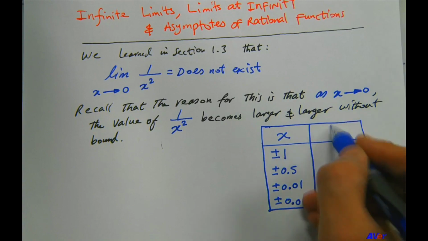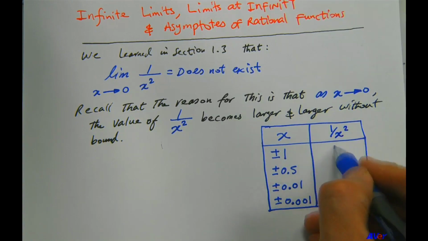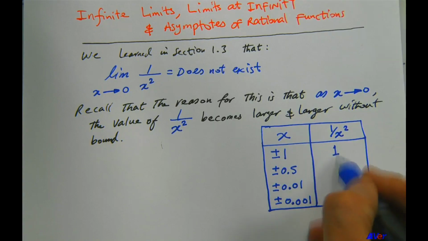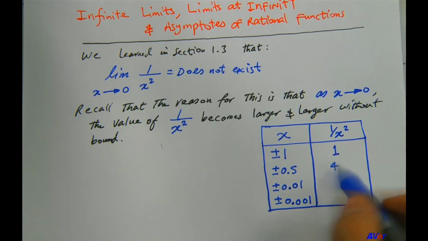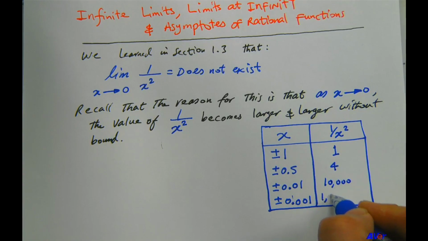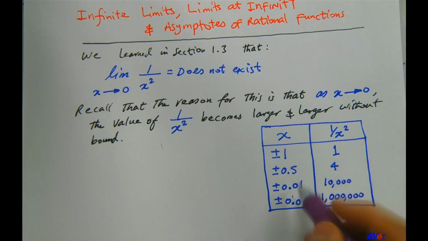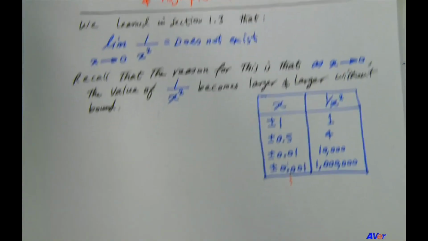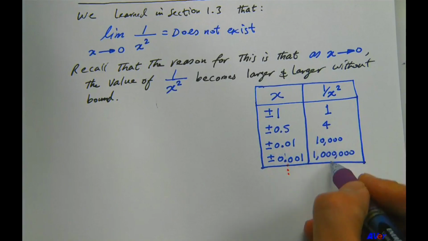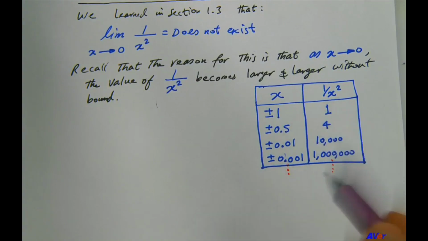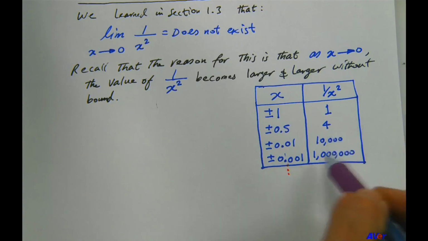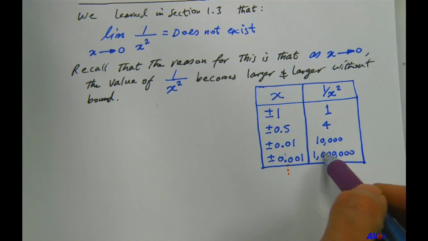What happens to the value of the function then? The value of the function you can calculate is 1 first and then 4. Notice as x approaches 0, what happens to the value of the function? It's getting bigger and bigger and bigger. And of course this will continue. If you pick values that are even closer to 0, you will see even larger and larger values for the function. And there's no limit to how large this value of the function can get.